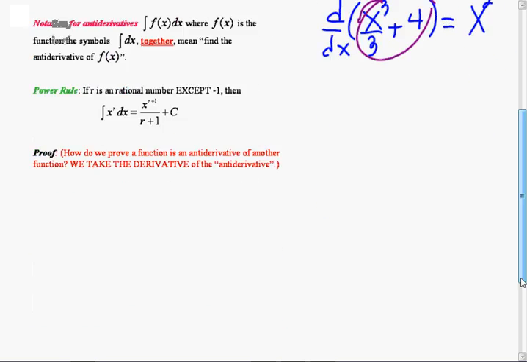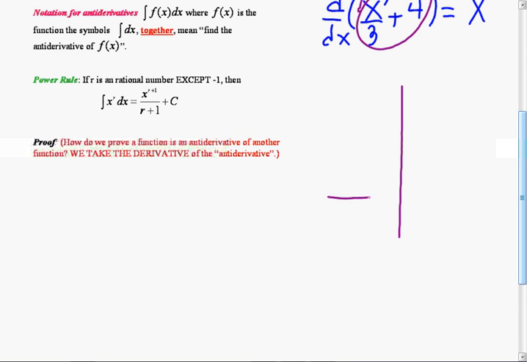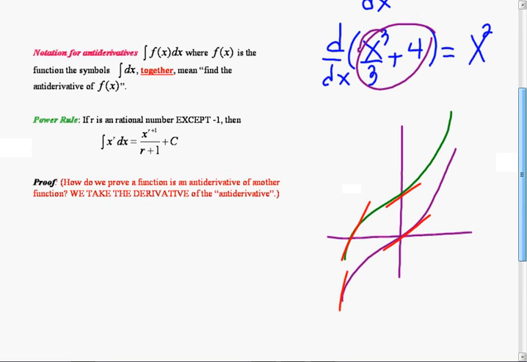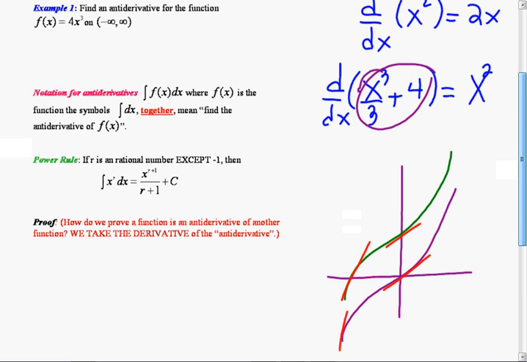Well, if I take x cubed over 3, which might look something like this, and what if I add 4 to that? Does the slope of the tangent line change? No. So it doesn't matter where this function is. The slopes there are going to be the same. So this plus 4 doesn't affect the derivative. So if I find the antiderivative, the function could have been shifted in any direction.